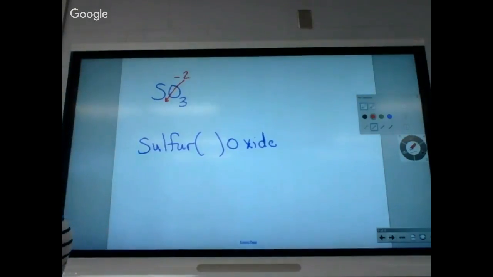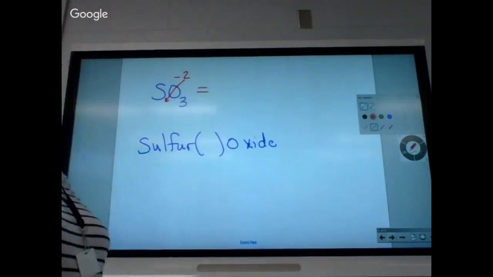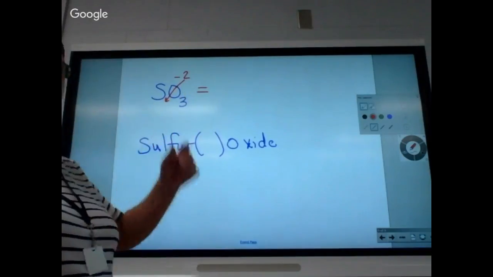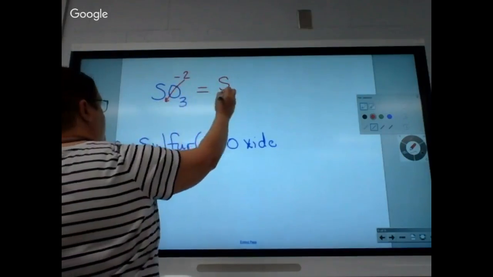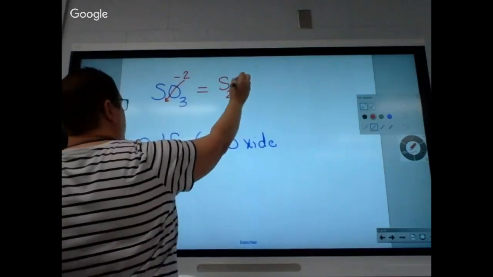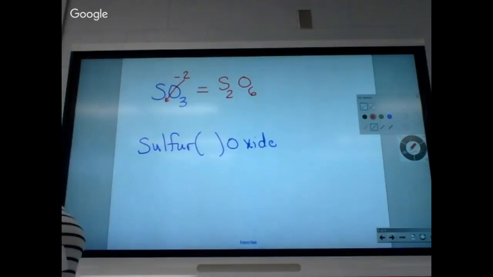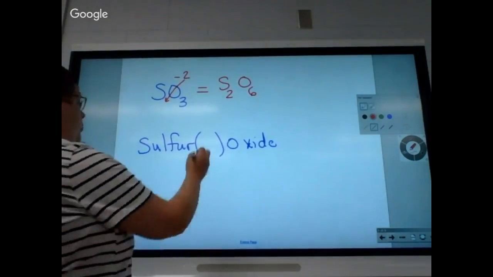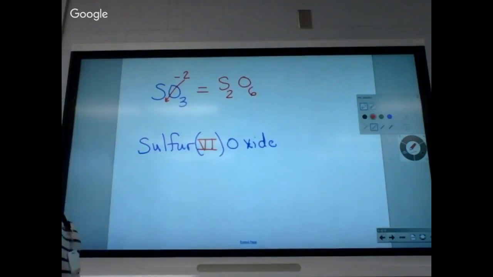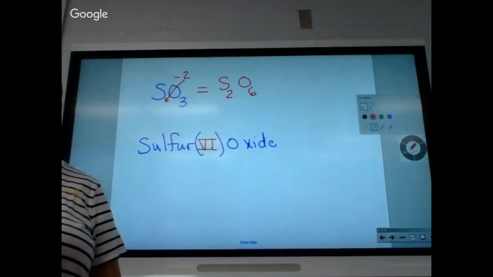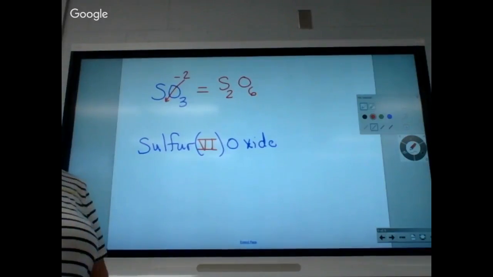So if it was reduced, we need the original formula. How did I tell you to get the original formula? Multiply the 2 through the subscripts. So S was a 2 and O was a 6. So what number came from the S? So I put sulfur 6 oxide. Now, will they all be reduced? Not all of them. Okay, so let's do one that may or may not have been reduced.